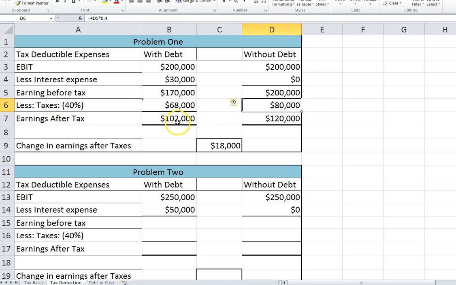But bear in mind that you still have lower earnings after tax because you did pay $30,000 in interest expense. So you do come away with more money if you don't have any debt or aren't paying any interest. You just have a higher tax liability. That's the purpose of this example.